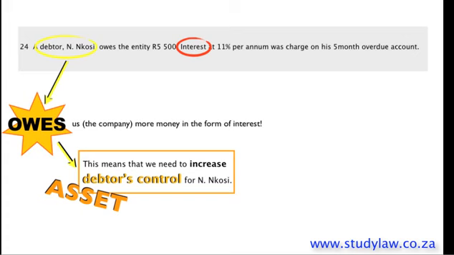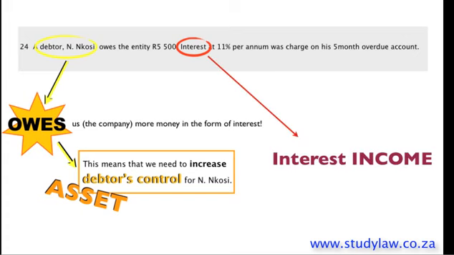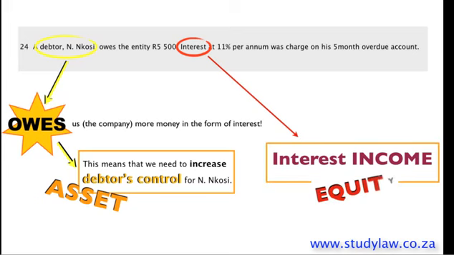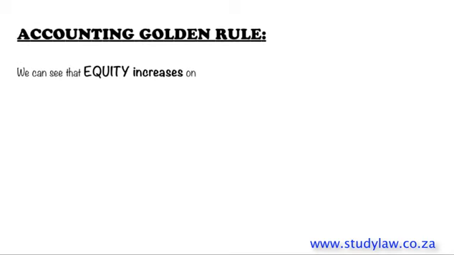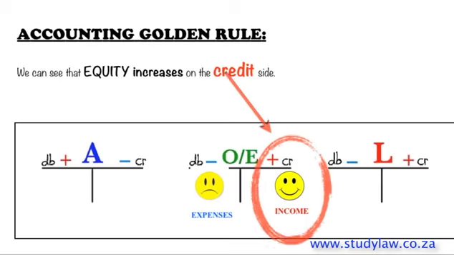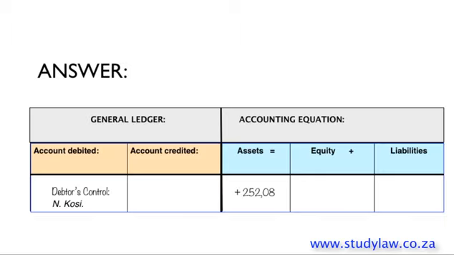Let's look at the word interest. Interest is a form of income. Income affects our equity. It increases our equity. If we look at the accounting golden rule, we can see that equity increases on the credit side. Therefore, the account to be credited will be called interest income, and our equity will increase by 252 Rand and 8 cents.